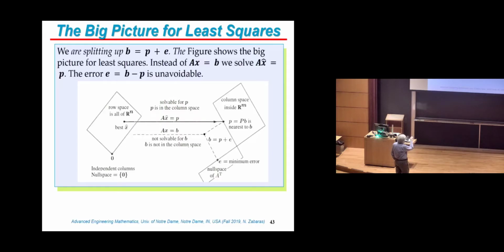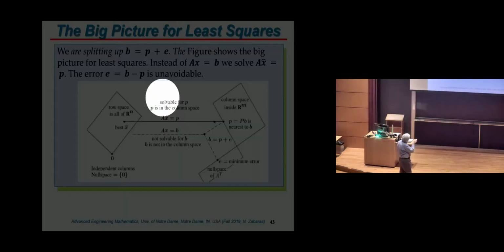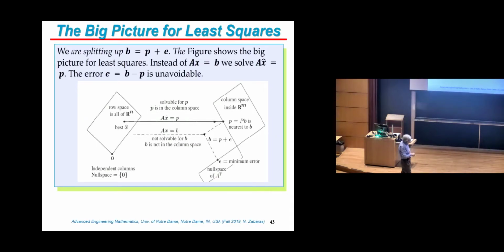Well, look, by approximating B with that projection P, this problem has a solution because P is in the column space. Now, to be able to solve this problem, you remember we assumed in lecture 12 that the columns of matrix A are what?